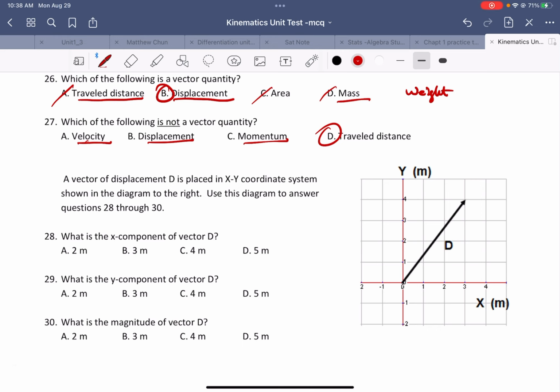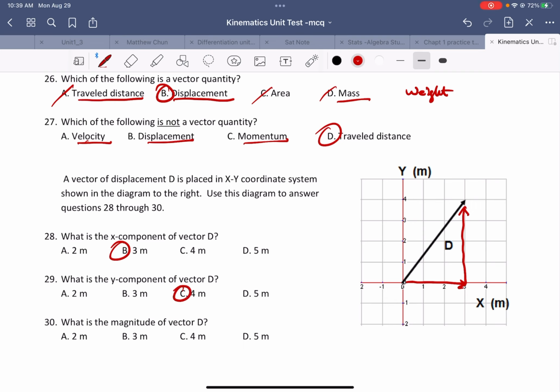Now next one, a vector displacement d is placed in an xy coordinate plane system shown in the diagram to the right, and use the diagram to answer questions 28 through 30. Number 28. What is the x component of the vector d? So the x component is right here, and the y component is right here. So the x component is 3 meters. Okay, answer B. Now, what is the y component? Like I said here, the y component should be 4 meters.